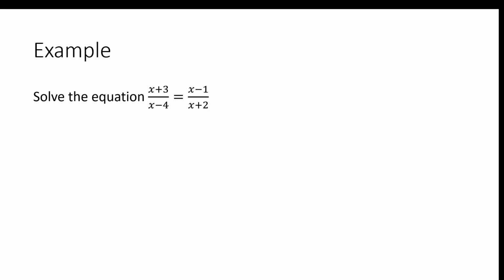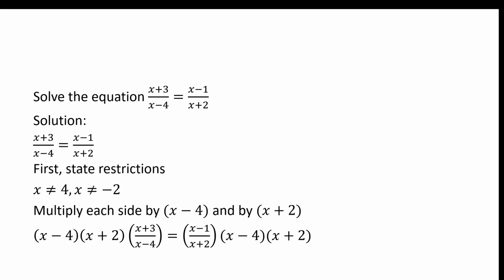We have the equation (x + 3)/(x - 4) = (x - 1)/(x + 2). Now, first thing we're going to do is state restrictions. So I look at this first rational expression and I say, well, x - 4 can't be 0, so therefore x can't equal 4. And I look at the second one and I say, well, x + 2 can't be 0, so that means x can't equal -2.